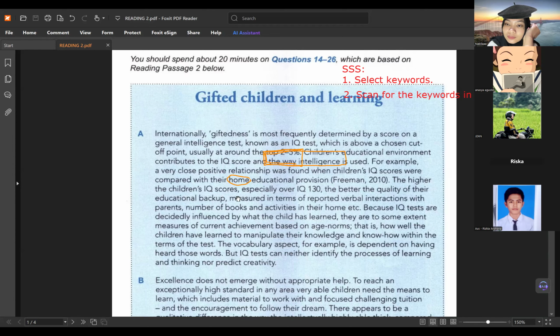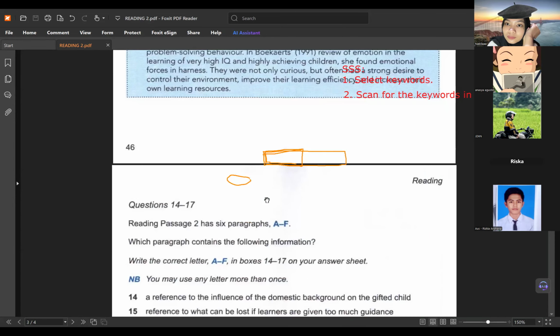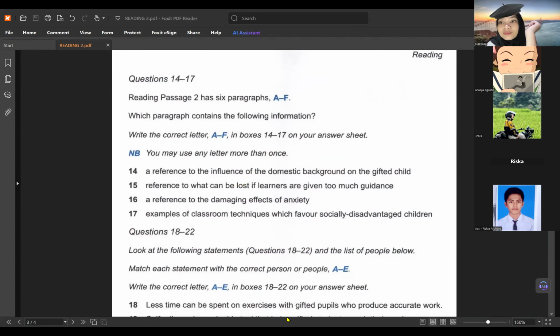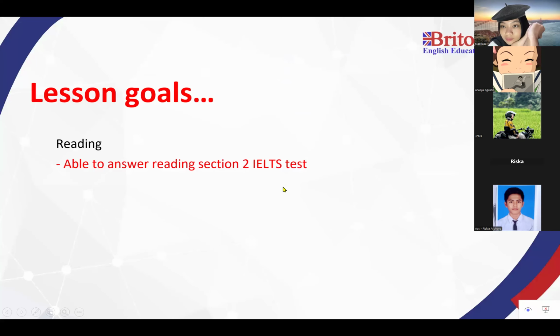So the information is matching. Does it match? Yes, it matches, right? So where do we find the answer? The reference 14. It's in paragraph A. The answer is A. So that's how you answer this question type, guys.